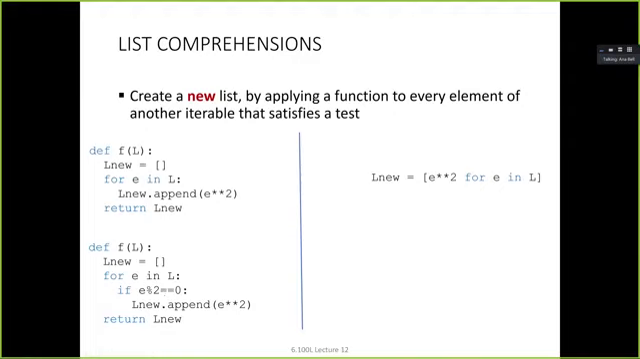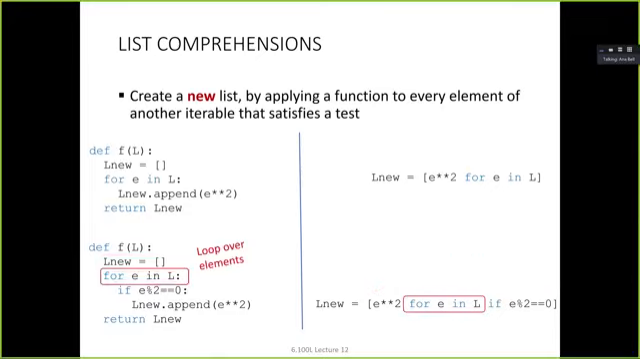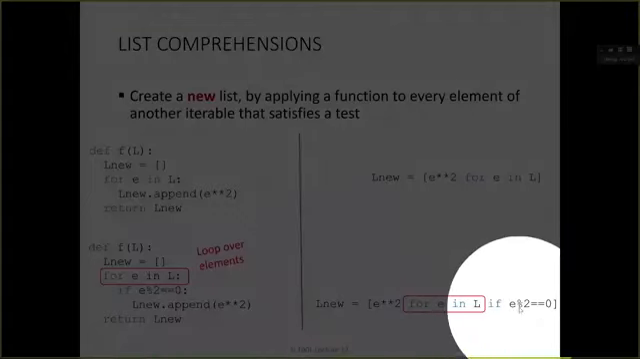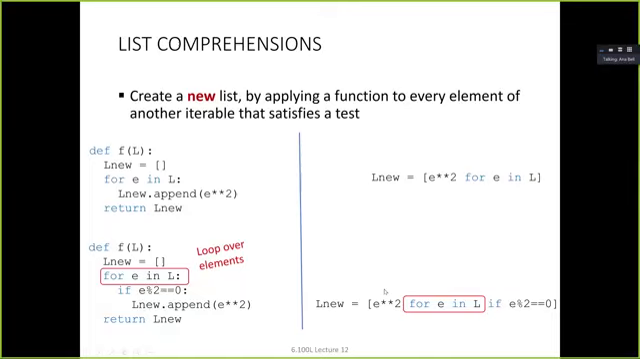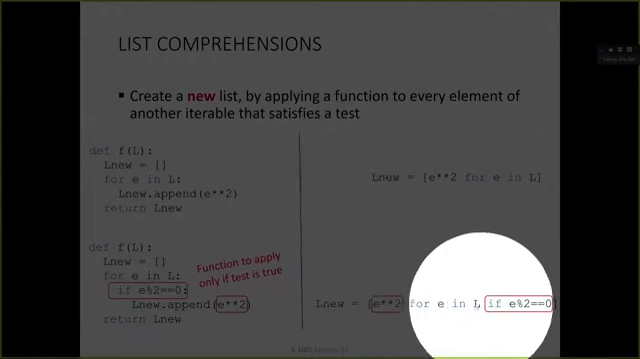So how do we write this in list comprehension form? So here's a new list, and this is the function to apply only if the test is true. In list comprehension, this is my new list. I've got the for loop over here, and then the test to apply is at the end here, if e%2 == 0. And then what is the function we're applying? It's just e squared like before. So the test just gets appended to the end of this list comprehension expression here.